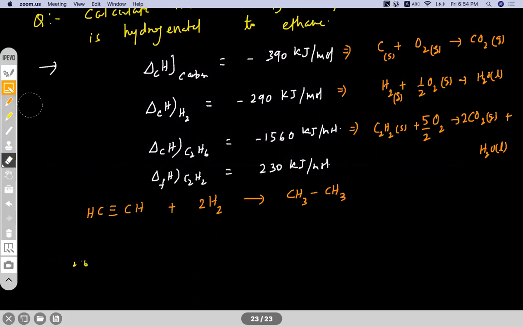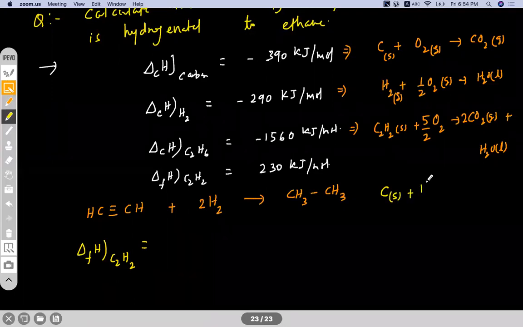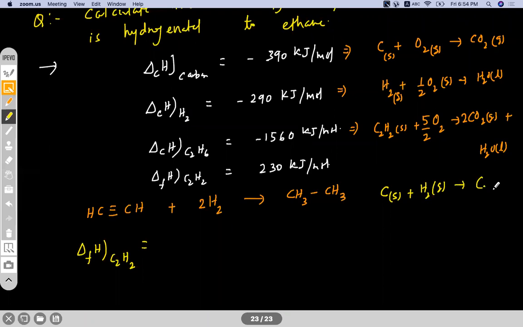One thing you see. Okay, we can do one more thing. This we need to form, correct? When I write this down for C2H2, we form this from its constituent elements, carbon and hydrogen. We'll try to form this equation from these three equations: C solid plus H2 gas gives C2H2.